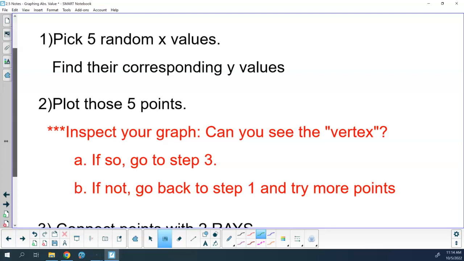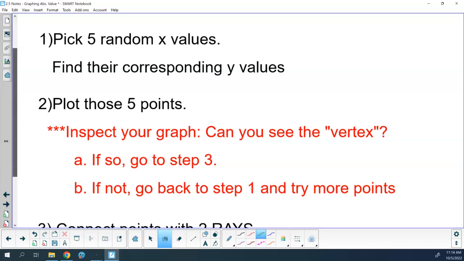And you've got to keep doing that until you find that V. Now, for some people, they might get it right off the start. For some people, it might be 6 or 7 points in. For some people, it might be 15 to 20 points in before they find it. Okay? Because you've got to kind of find it.